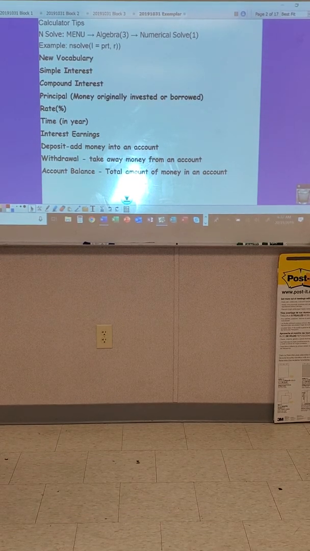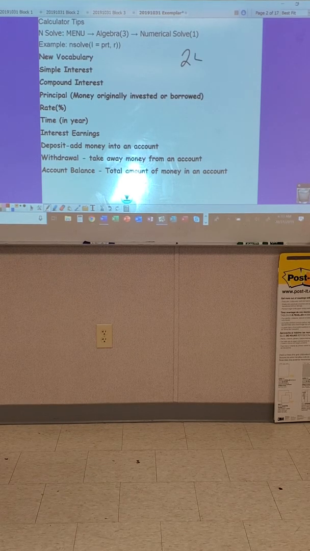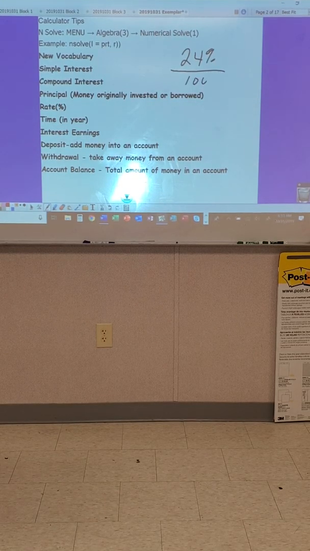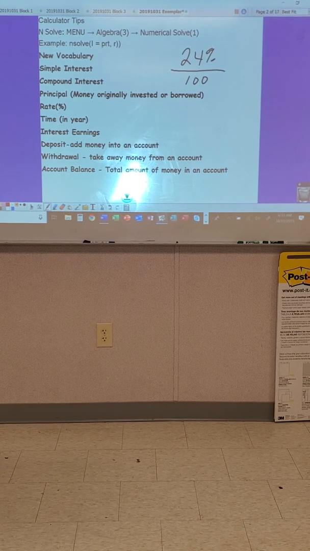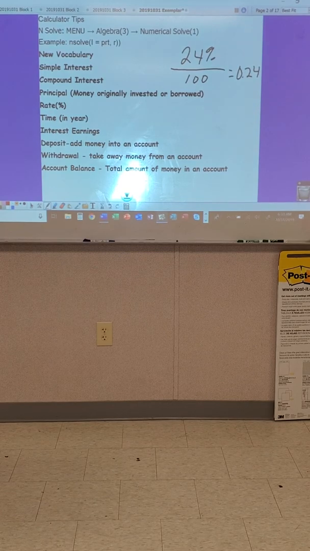All we have to do is take the percent, let's say it's 24%, and divide that by 100, and we get 0.24. So 24% and 0.24 represent the same value, but in different terms. And when we calculate, we need to have the percent converted to decimal.